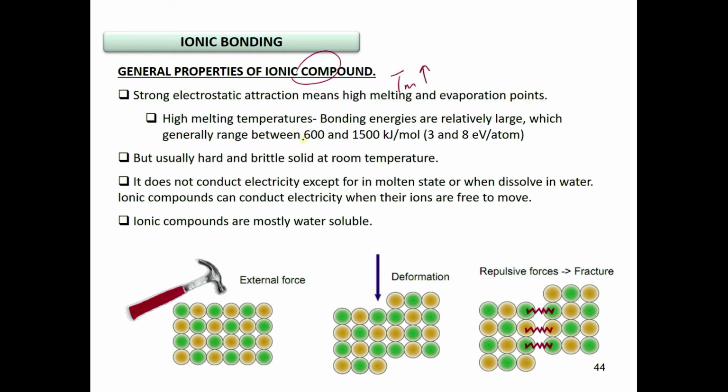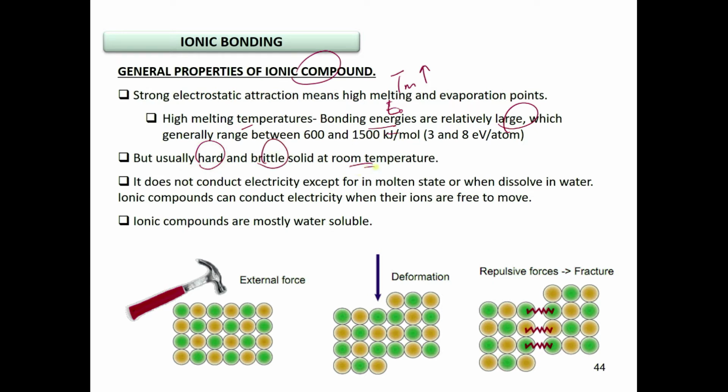Okay, so why does it have a high melting temperature? Because the bonding energy is relatively large. Previously, we know that when the bonding energy, E naught, is high, you have a high melting temperature, in between 600 to 1500 kilojoule per mole. And then the material is usually hard and brittle at room temperature.